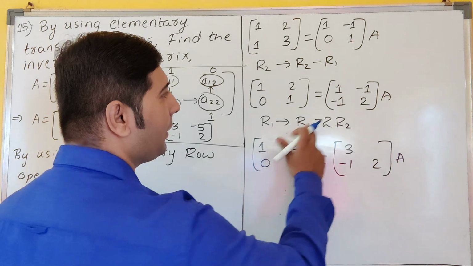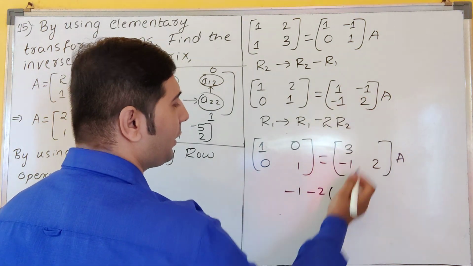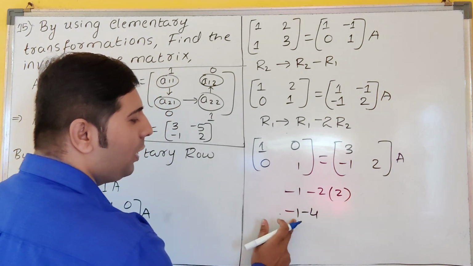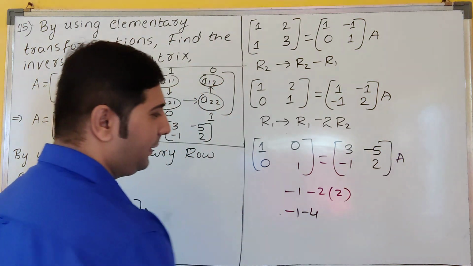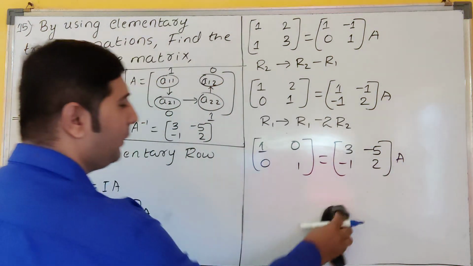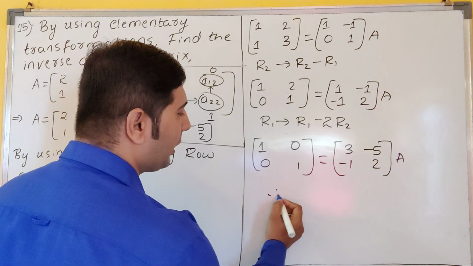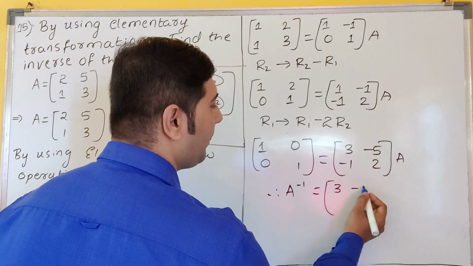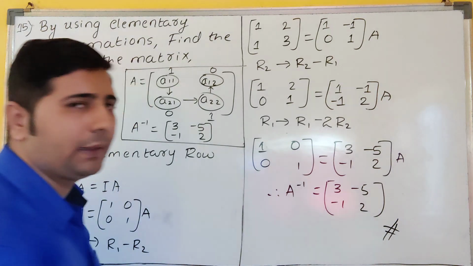So R1 is minus 1, minus 2 into R2, which is 2. So minus 1 minus 2 into 2 is minus 4. Minus 1 minus 4 is minus 5, dear students. Clear? See whether we have got the same answer or not. Clear? So therefore the conclusion: A inverse is equal to the matrix with rows 3, minus 5 and minus 1, 2. This is your answer, dear students.